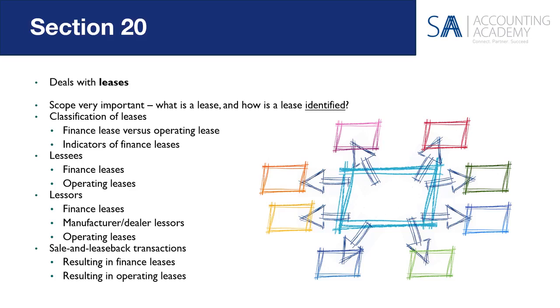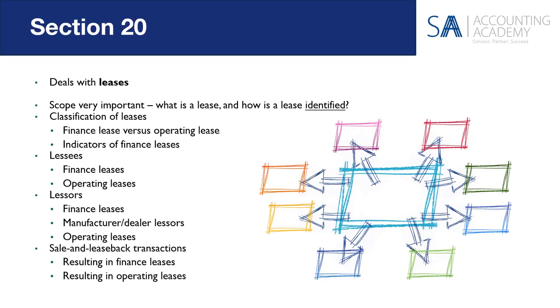Then, once we know that we're busy with a lease, how do we classify leases between finance and operating leases, and what the indicators are of possible finance leases? Then we'll be looking at lessees, looking at finance leases and operating leases, lessors, finance leases, manufacturer-dealer lessors, and operating leases.